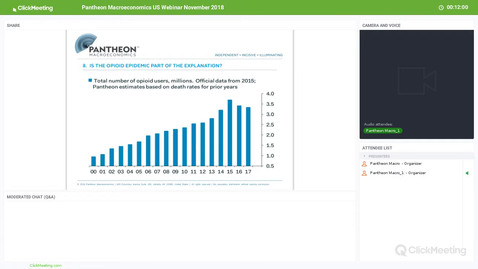Not only are there more users than there were a few years ago, but the stuff they're using is more deadly. The initial phase of opioid addiction was prescription painkillers like Oxy, and now it's fentanyl, which is much more deadly. And so these numbers are absolutely horrifying.